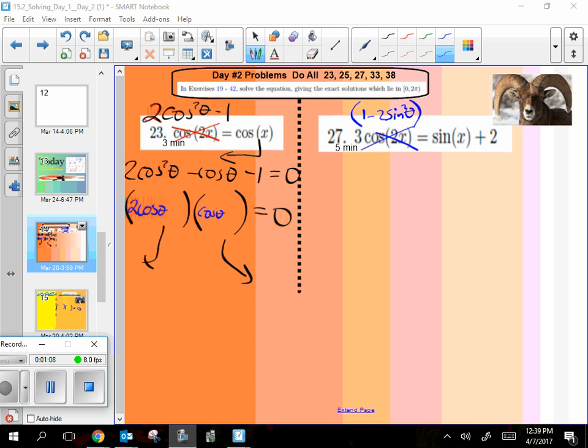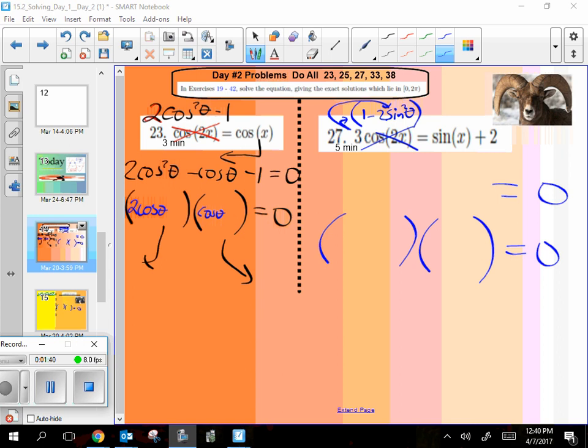All right, so now we can multiply this thing out: 3 times the 1 and 3 times the negative 2 sine squared. And then we got to bring all this stuff over to the other side. It doesn't matter if you bring the stuff from the right to the left or from the left to the right, but it all needs to get onto one side. And then you'll set it equal to 0. Once you have the thing set equal to 0, you can factor it.